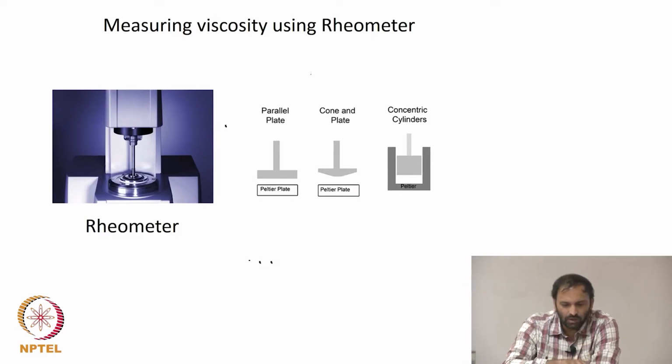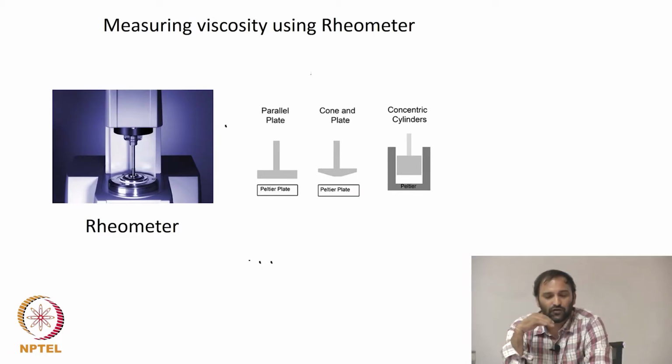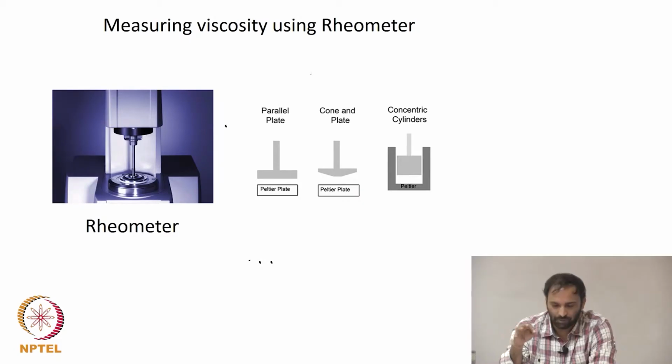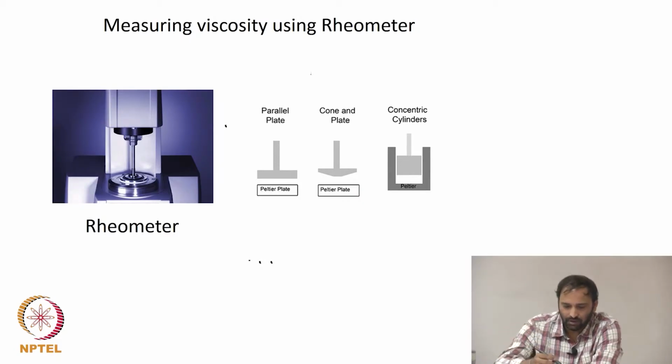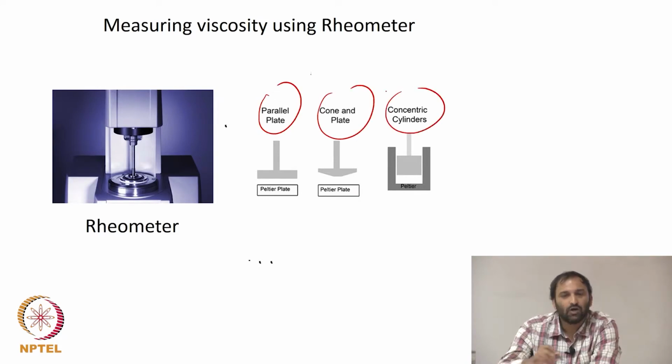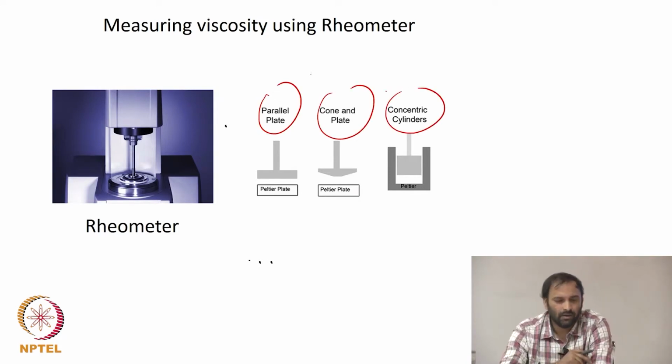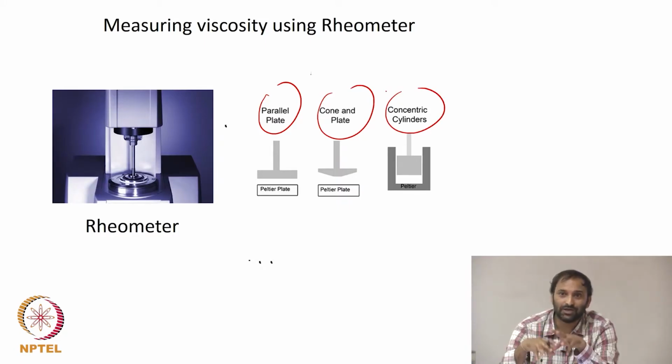Of course there are a lot of different flow geometries that people use, but the three most commonly used geometries are mentioned here. That's your parallel plate, cone plate, and concentric cylinders. If you want to know how to use it, or want to see the instrument, you can of course drop by the lab. We can show you a few things as well.